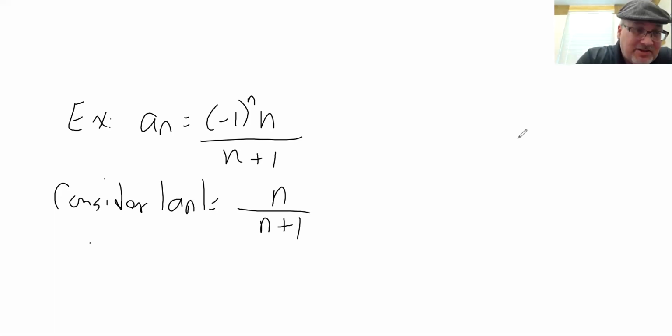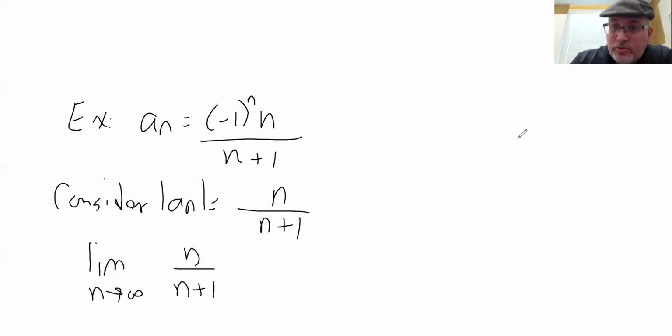And so now we take the limit as n approaches infinity of n over n plus 1. You can use L'Hopital's rule, you can observe the degrees, or you can multiply both sides by 1 over n. Whatever method you use to determine this limit is up to you. Since the degrees match, you can just take the ratio of leading coefficients. 1 over 1 is just 1. That inside limit is 1.